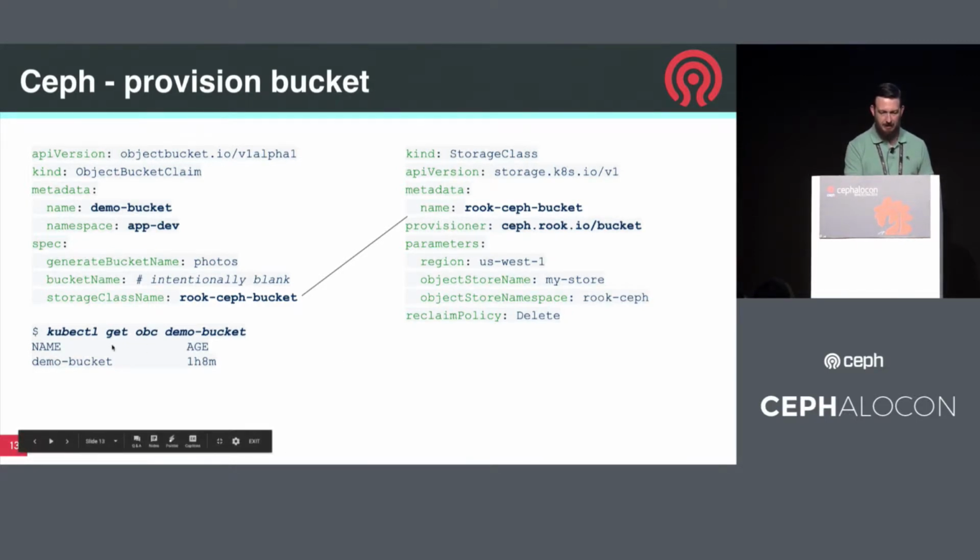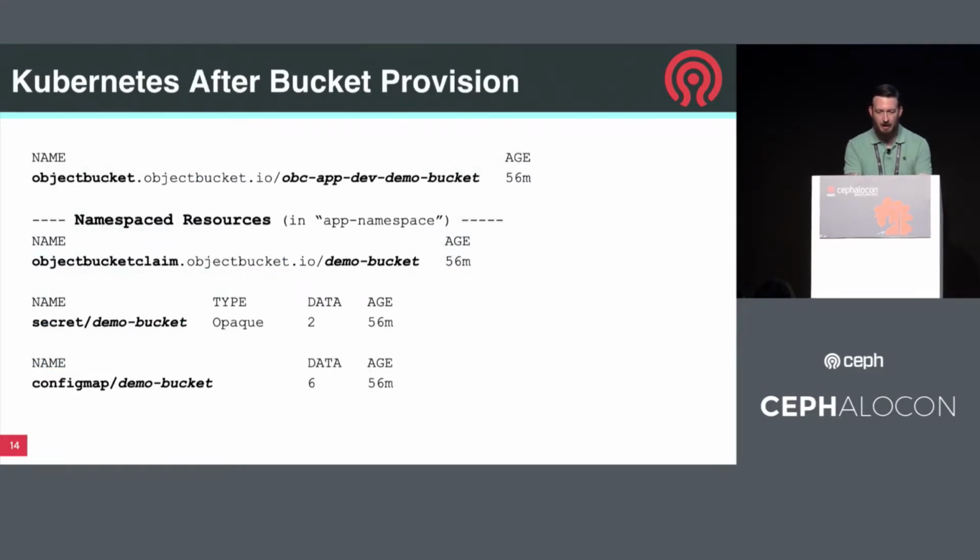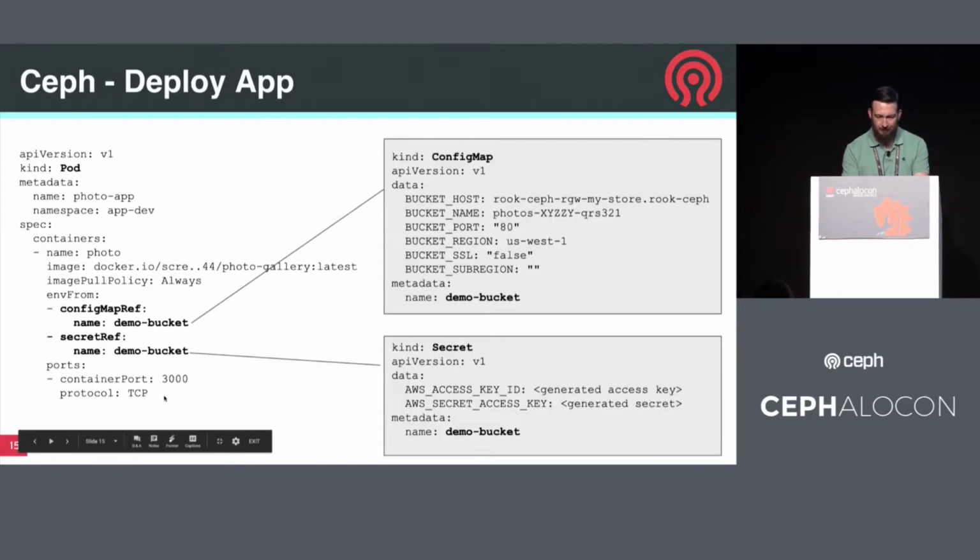And then down here at the bottom, you'll see that you can just get the information about the OBCs the regular way you get data about other CRDs in Kubernetes. Once you create an OBC, you should see these three objects then. The OB, which is non-namespaced, and then the secret and the config map in the same namespace as the OBC.